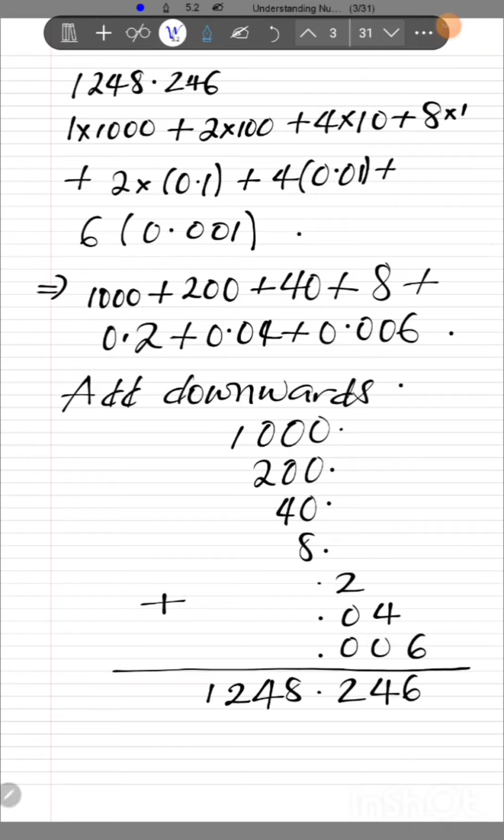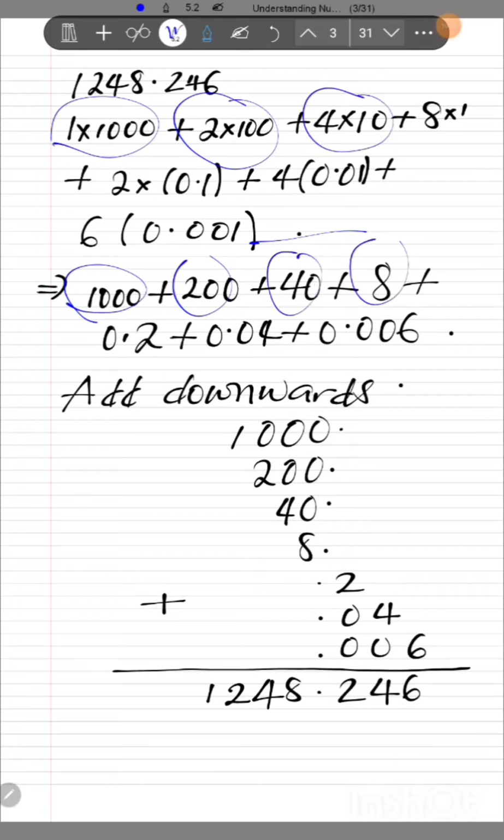So when we simplify it, this part here is going to be 1, this one is 1000 here, 200 here, 48.246. We can add them in the downwards form. When we add, what we have to do is align the decimal points here: 1248, then decimal 2, decimal 04, decimal 006.